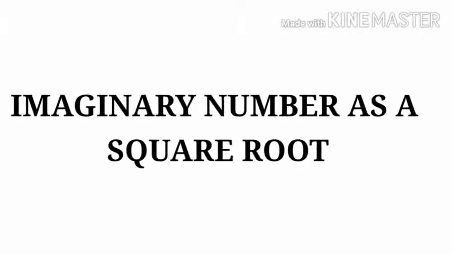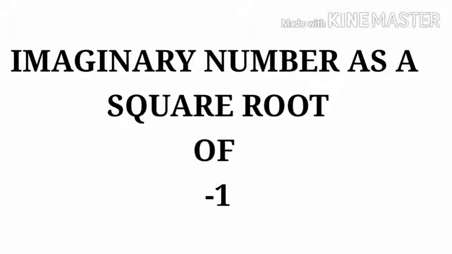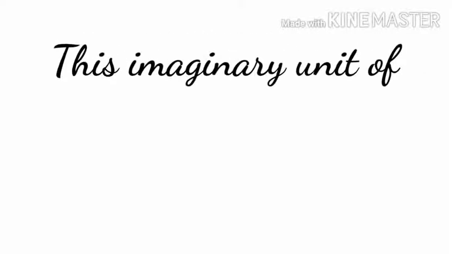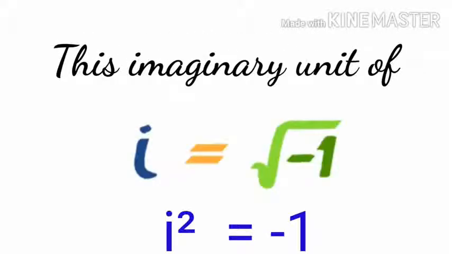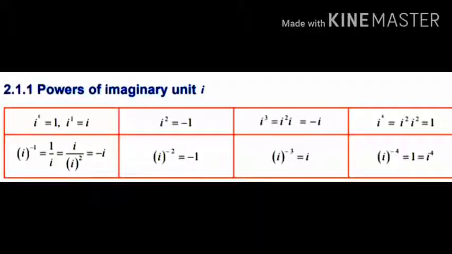Then we must create an imaginary number as the square root of minus 1. This imaginary unit, the square root of minus 1, is denoted by i, which tells us i squared is equal to minus 1. Here we have some powers of the imaginary unit i. Please make note of it.